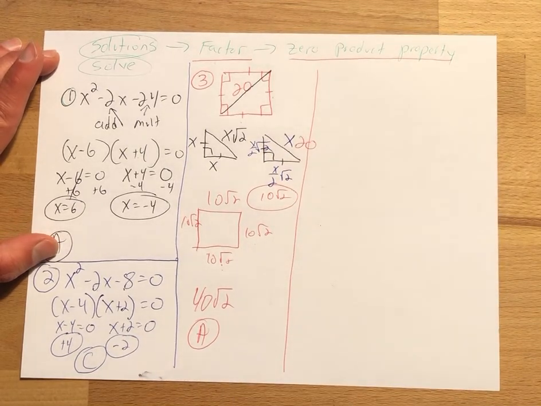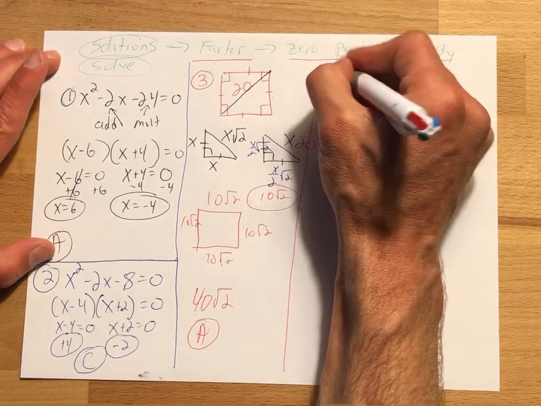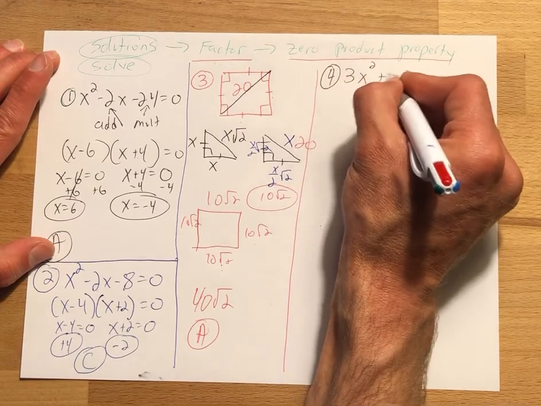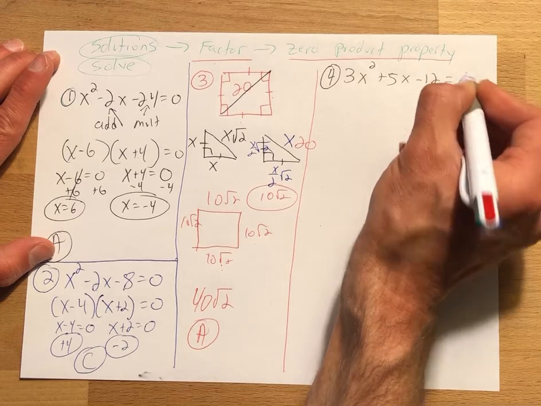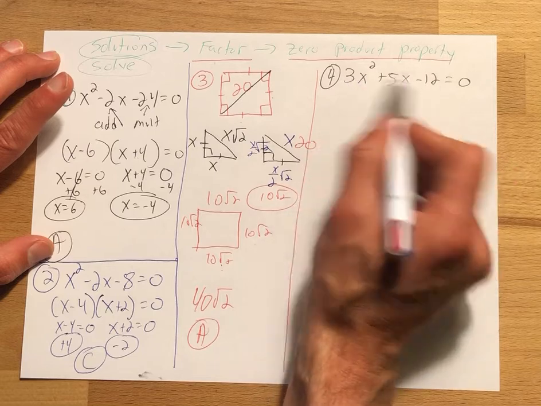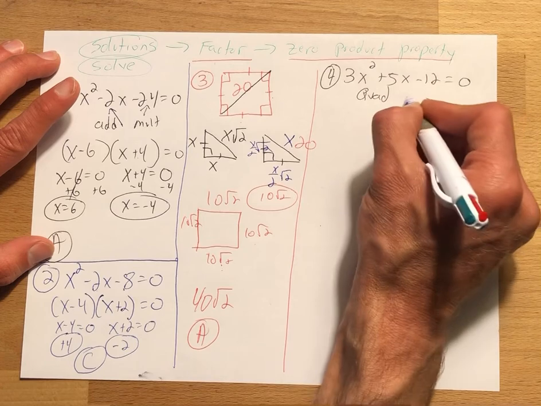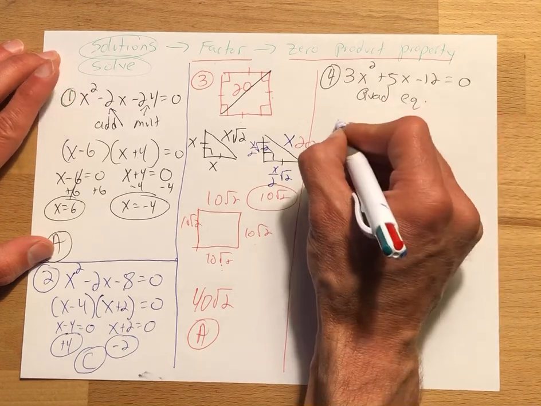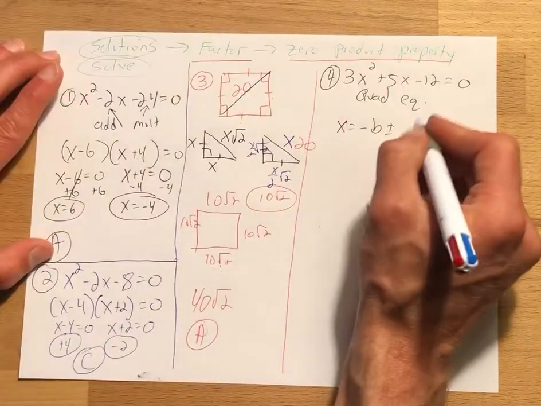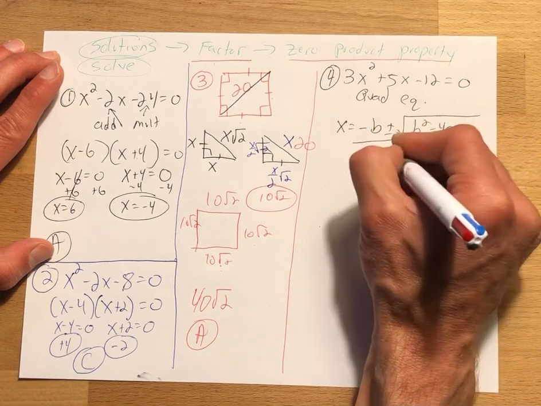Now, number 4, solve using factoring. Okay, so for number 4, we have 3x squared plus 5x minus 12 equals 0. Now, a lot of people might have tried to factor this, but if you can't figure out how to factor it, you could always use something called the quadratic equation or the quadratic formula. And that is x equals negative b plus and minus the square root of b squared minus 4ac, all divided by 2 times a.